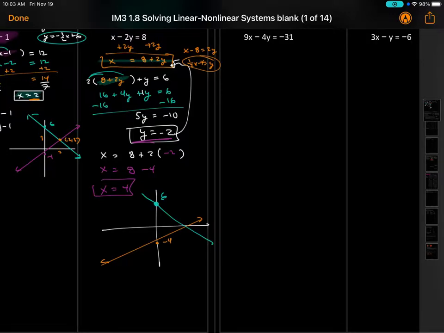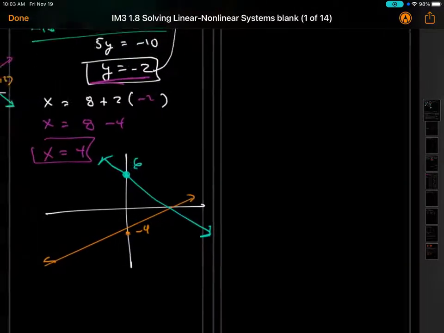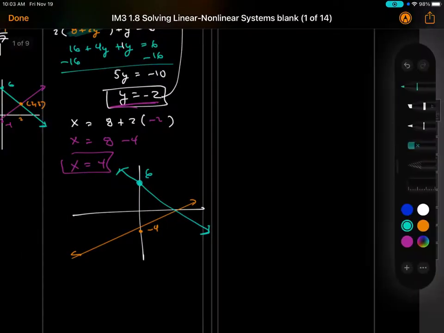And I kind of messed up here. To fix this, I'm going to erase the x-axis. And let's move it up. I'm doing this because the intersection is (4, -2). So notice my drawing is not drawn to scale. Point of intersection here, (4, -2).